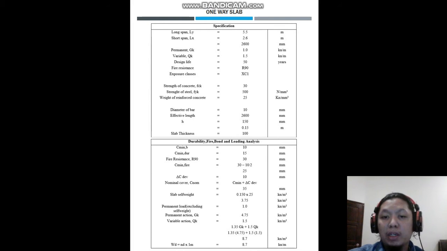So with this formula, 1.35 GK plus 1.5 QK, we insert all the values in this formula, then we get the WD, which is 8.7 kN per meter square. But the WD is equal to ND, which is times by the 1 meter, and we get 8.7 kilonewton per meter.